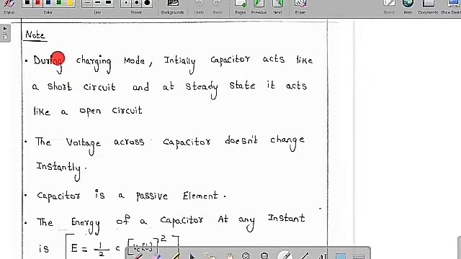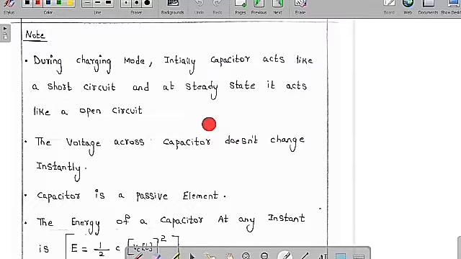Some important points in this circuit during charging mode: the initial capacitor acts like a short circuit, and at steady state it acts like an open circuit. I have already told you the initial capacitor voltage is 0, so it can't change instantaneously and will remain at 0 at t equal to 0. Because of that nature, we assume it is a short circuit.